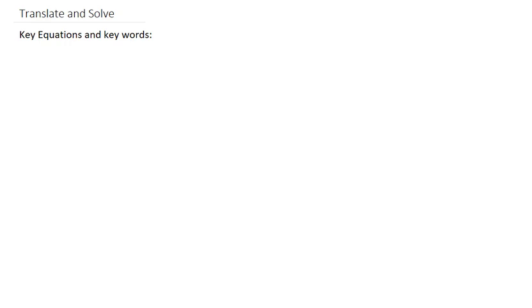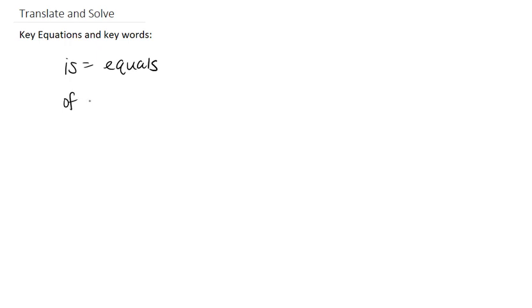Translate and solve key equations and key words. So when we are solving for percentage types of problems, we're going to see a couple key words that are going to help us solve for it. So when we see the word "is," we can just think equals. Whenever we see it, we just think that's where our equal sign will go.